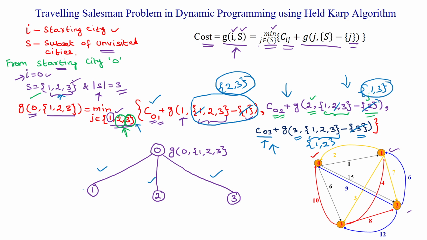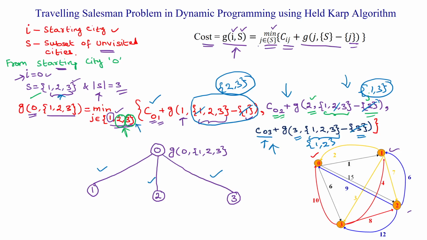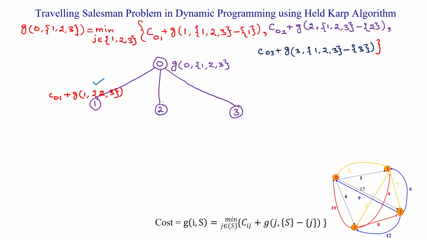So when you have c of 0 1, we have the option g of 1 with subset 2 comma 3. So we are going to write that here: g of 1 comma 2 of subset 2 comma 3, this is the first option. Like that, second option, we will have 1 comma 3, and here we will have the unvisited nodes 1 comma 2.